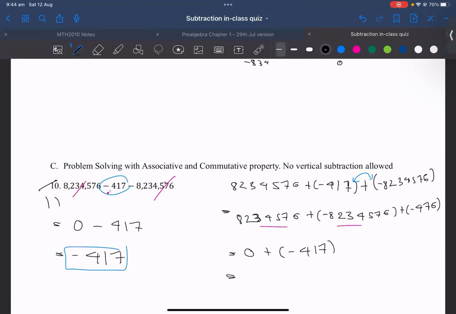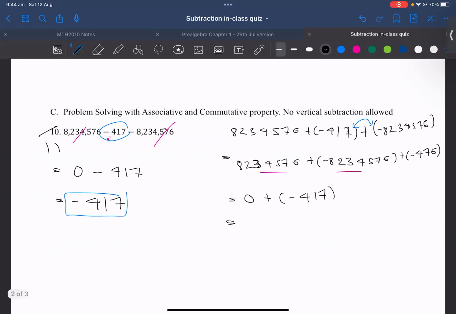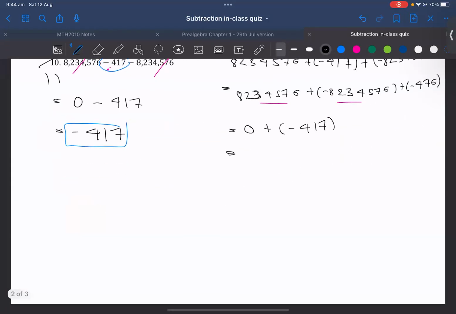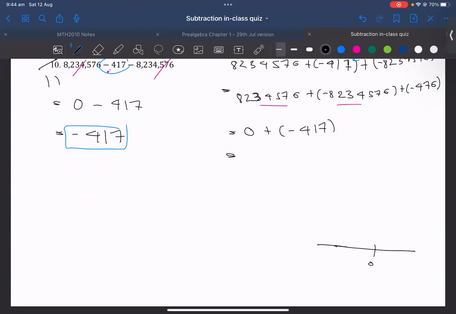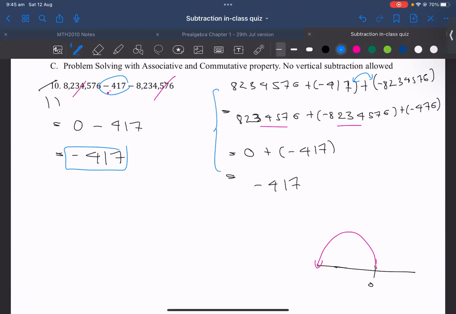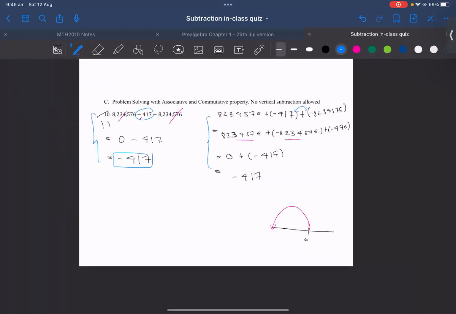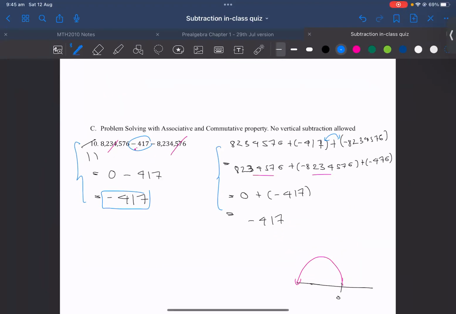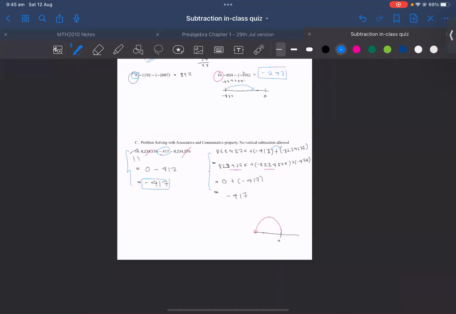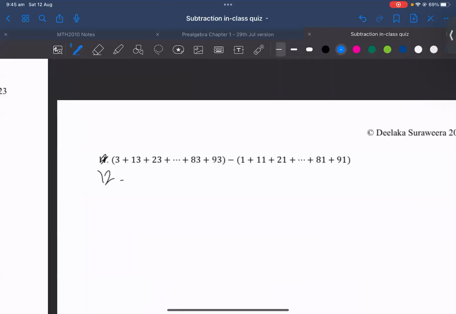Does that make sense or feel weird? Because 0 is just like any other number. Starting at 0 and adding a negative, you go to the left, to the negative. It ends up being negative 417. So if you want to fully understand it, this is the proper explanation. But obviously, you can do the work and take a few shortcuts. Did anyone have questions with that question? No? All right. And finally, the last one.